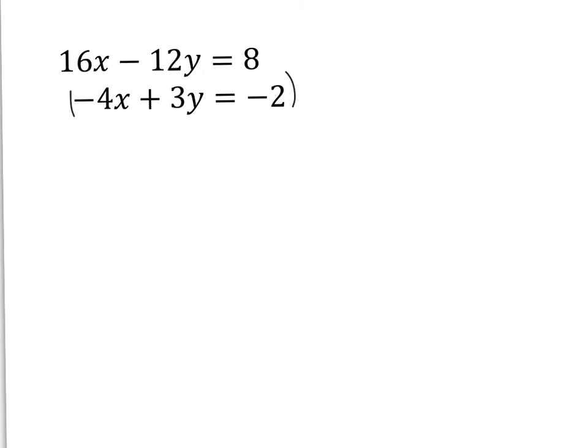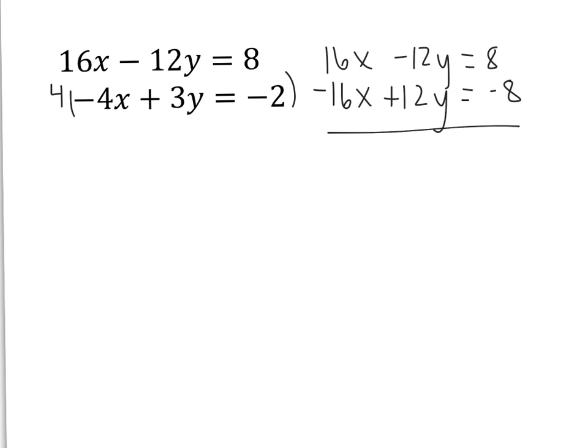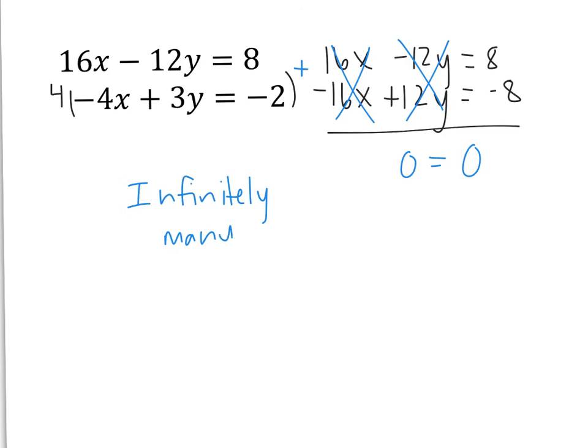So let's multiply the second equation by 4. And I get -16x plus 12y equals -8. And the top equation is still 16x minus 12y equals 8. So now I'll go ahead and add the two equations, and 16x plus -16x cancels out. -12y plus 12y cancels out. So I essentially get 0 equals 8 plus -8 is 0, and 0 equals 0. And so this answer means that I have infinitely many solutions.